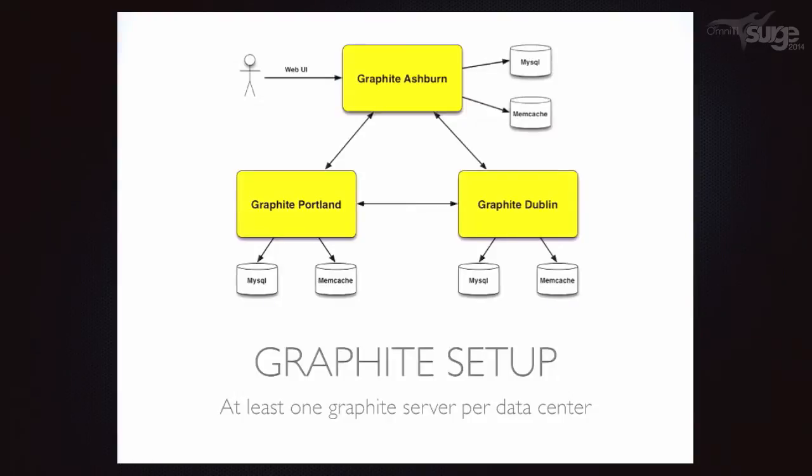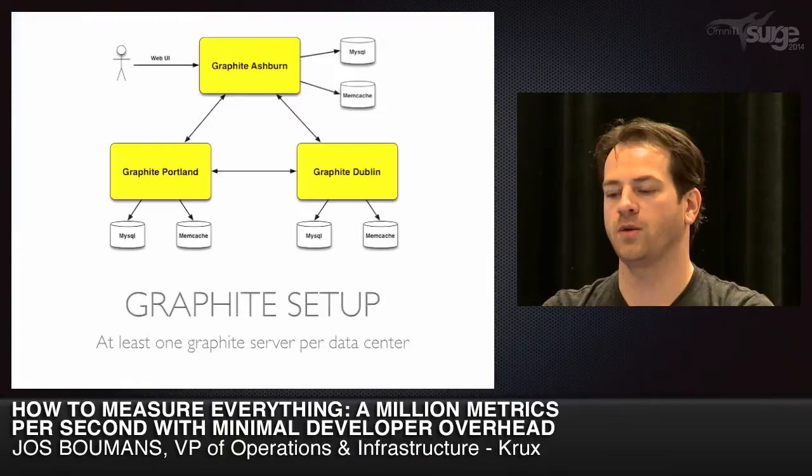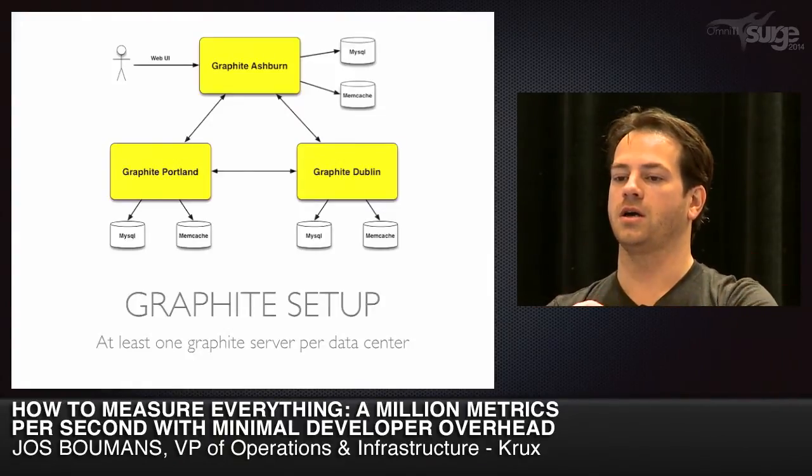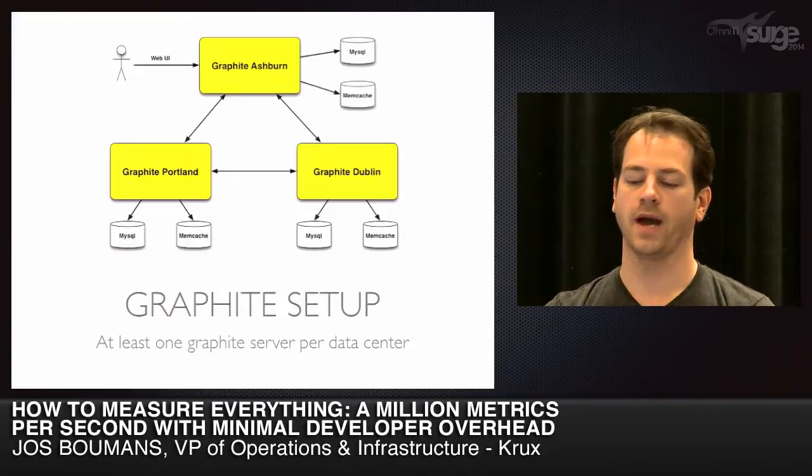So how do you set up a Graphite that can actually take this amount of traffic? We currently run one Graphite instance per data center, and that is to minimize the risk of network failure between a local host StatsD and Graphite. Like if you have to send those TCP connections transatlantic, the odds of something going wrong are way higher.